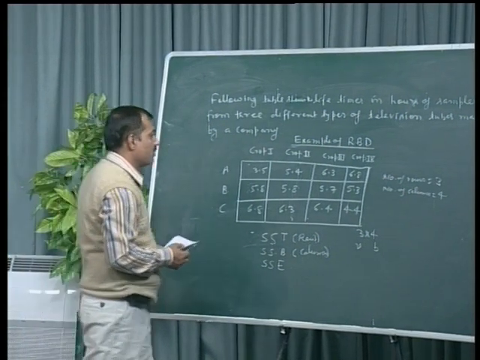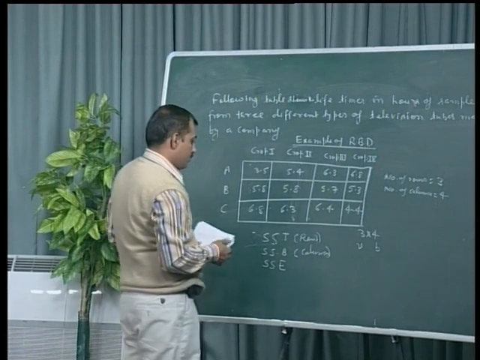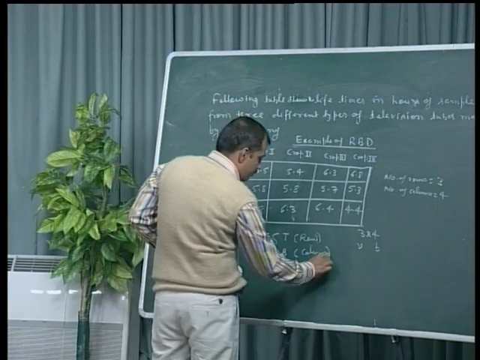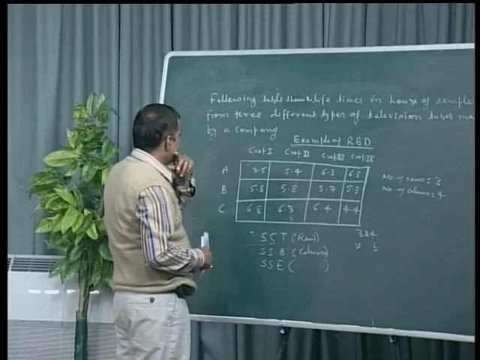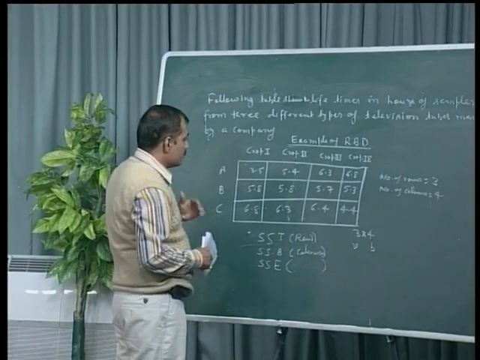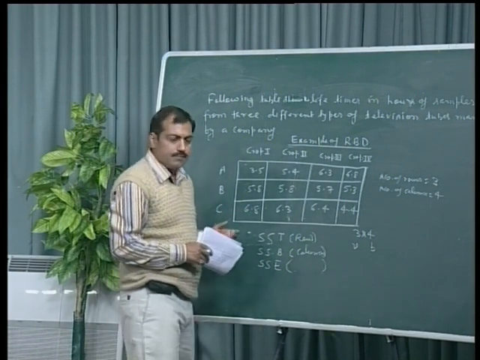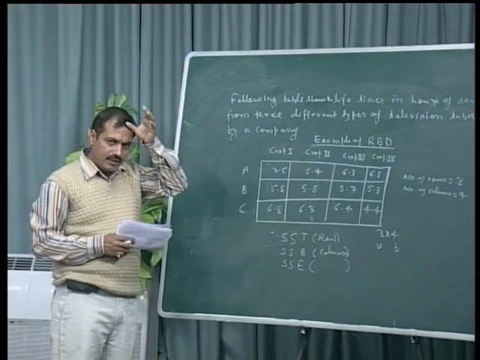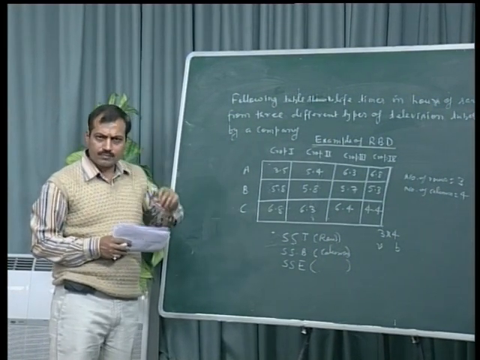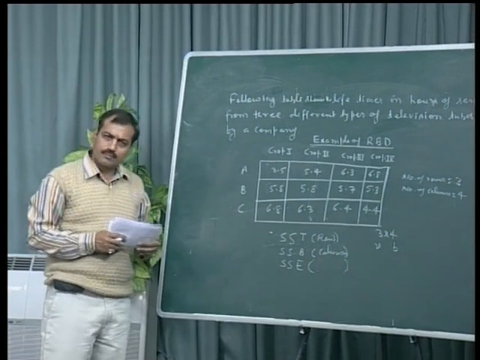Similar examples can be taken for Latin square designs, but due to the time limitation I cannot take that. So this is the way we apply CRD and RBD in different fields. If there is any question, we will try to answer. No? Thank you.